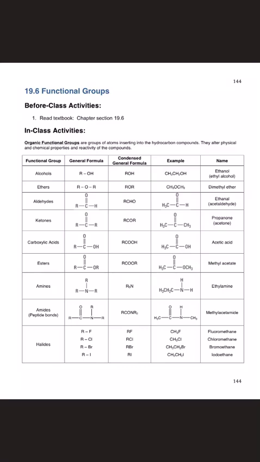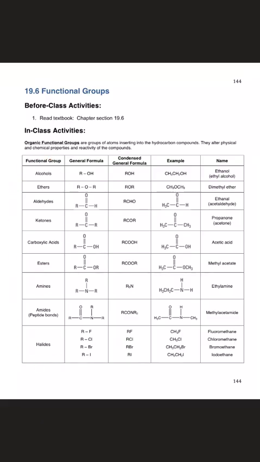In this chapter section, we are going to take a look at organic functional groups. Functional groups are groups of atoms attached to the hydrocarbons, especially the alkane. And these functional groups will alter the physical and chemical properties of the alkanes or the hydrocarbon. And here is the list of the functional groups.